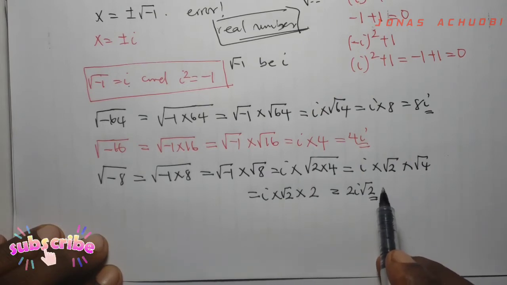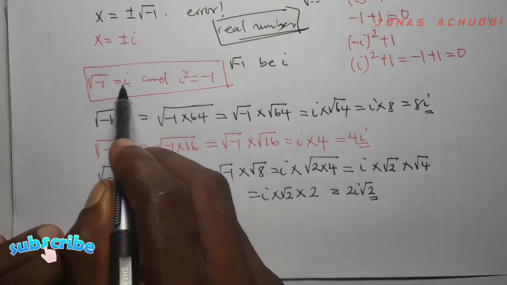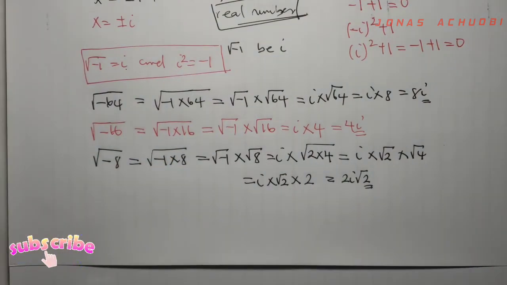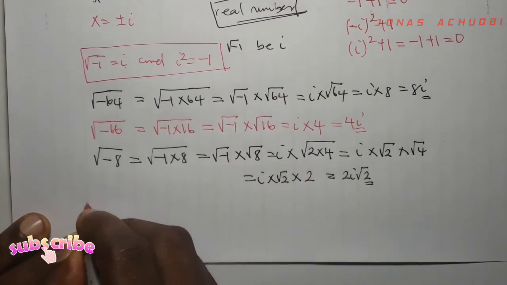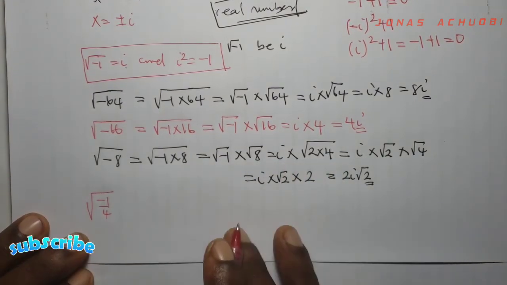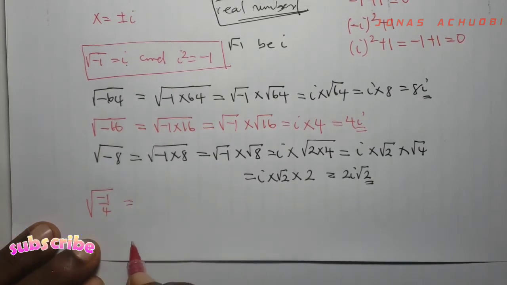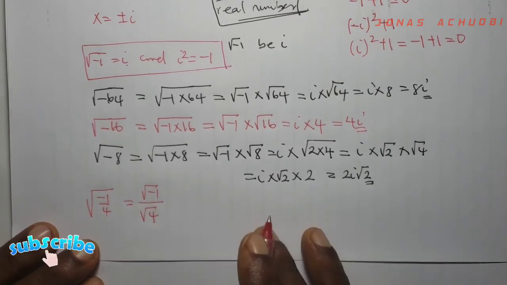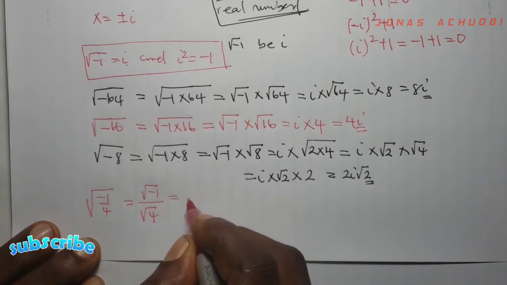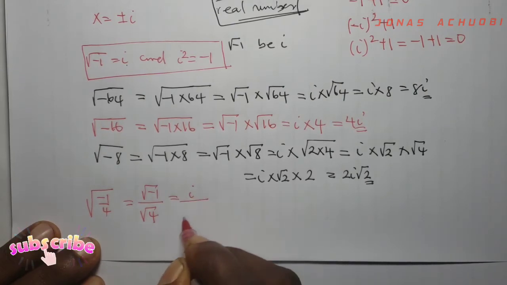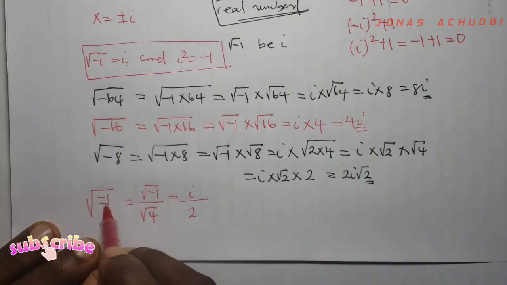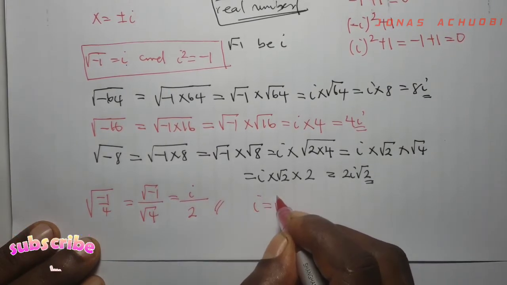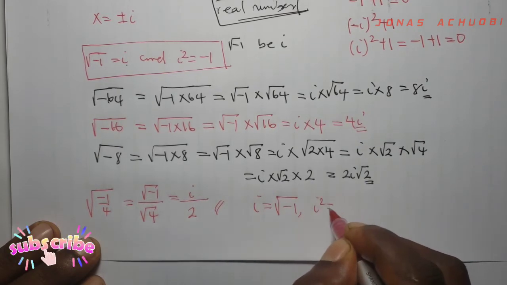So we should bear in mind that wherever we see i, we should know that i is equal to the square root of minus 1, and i squared is equal to minus 1. One last example: square root of minus 1 over 4. We can write this from indices or from surds as the square root of minus 1 divided by the square root of 4. Again, square root of minus 1 is nothing but i, over the square root of 4, which is 2. So the square root of negative 1 over 4 is equal to i over 2, where our i in all cases is always the square root of minus 1, and i squared is equal to minus 1.